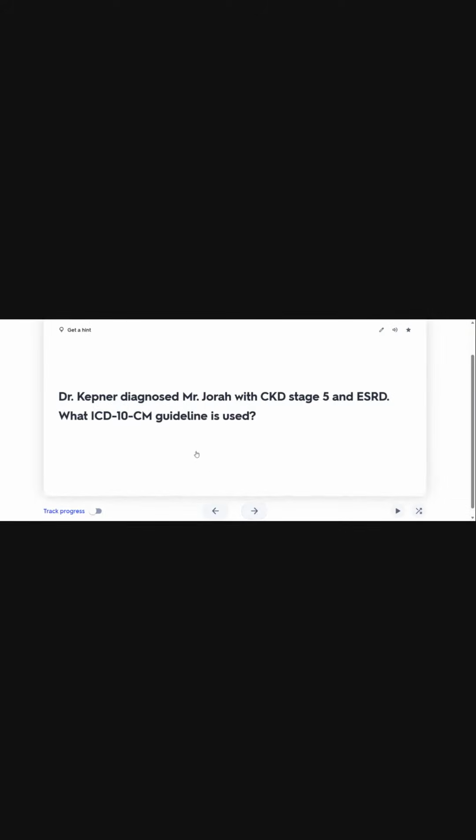So great job. All right, now we are going to move on to what guideline we're going to be using. You can do the number or like the title, however you want to do it. But what guideline are we going to be using to solve this scenario? Put it in the chat and then we will move on to our codes.